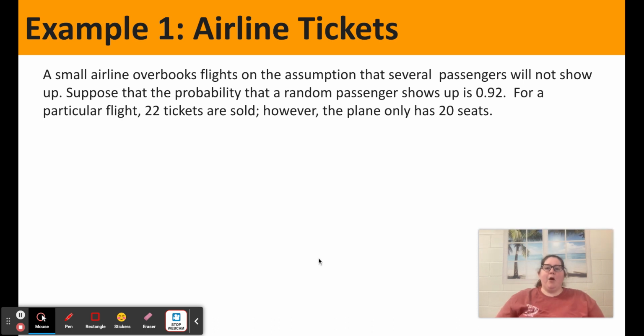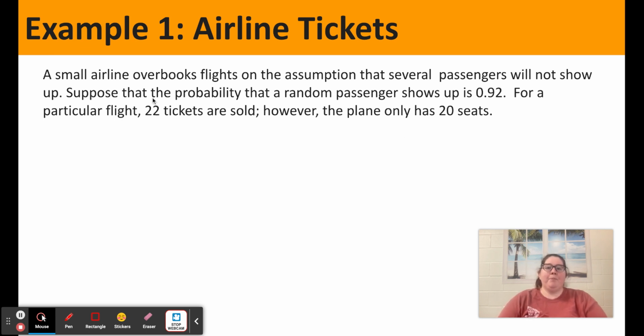This example says a small airline overbooks flights on the assumption that several passengers will not show up. Suppose that the probability that a random passenger shows up is 0.92. For a particular flight, 22 tickets are sold. However, the plane only has 20 seats. One thing that's always good to do when you know you're dealing with a binomial is to think: a binomial is when you know the probability of something happening once, or the general overall probability of something happening, and you are trying to find the probability that it happens a certain number of times. That is when we're dealing with binomial.